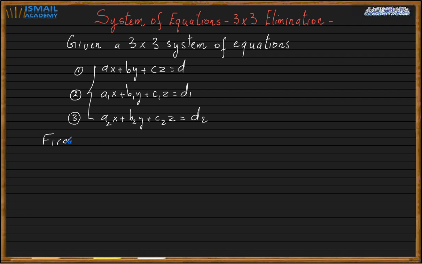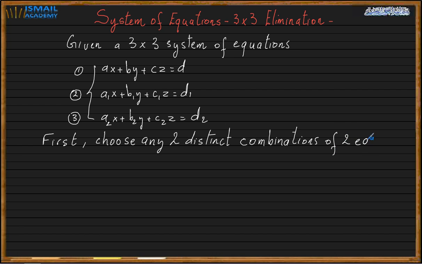So first, choose any two distinct combinations of two equations. Don't choose the same combination. If I choose 1 and 2 and then I choose 1 and 2 again, it makes no sense and it's going to lead you nowhere. For example, I choose 1 and 2, 2 and 3. But again, the choice of the combination is yours.